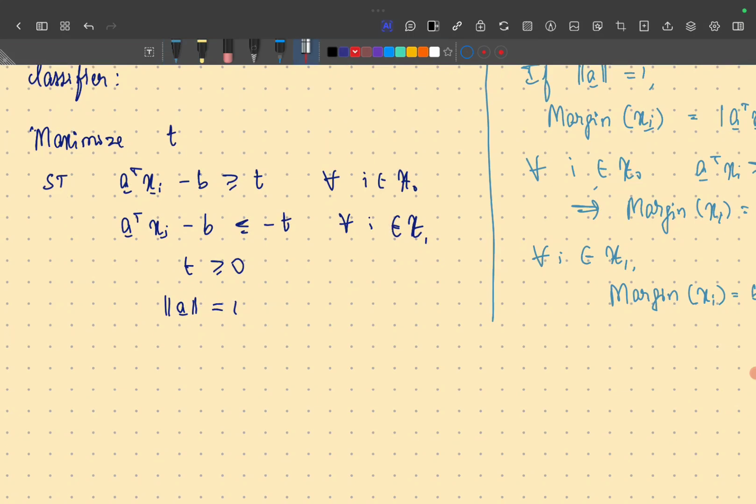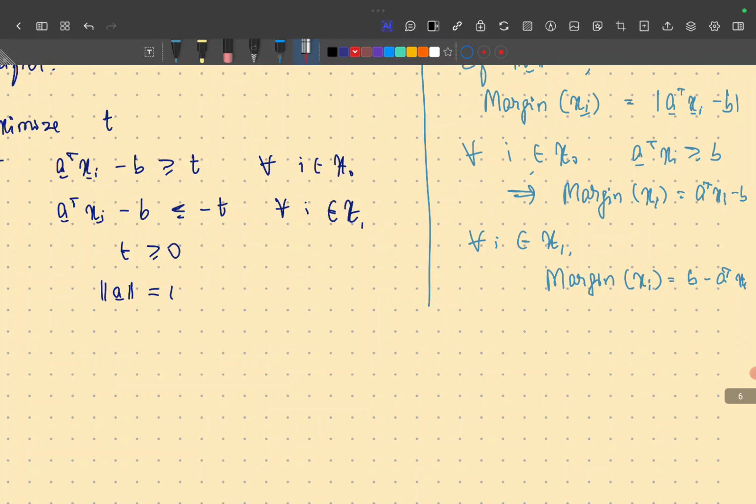To guarantee a margin that is at least t, I must make sure that A transpose xi minus b is greater than or equal to t for all points that are labeled 0, and minus of A transpose xi minus b should be greater than or equal to t for all the points that are labeled 1.